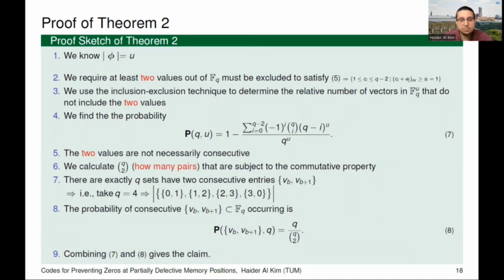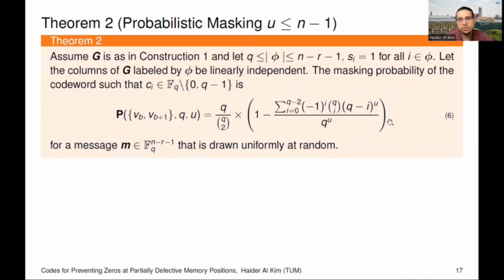Now we need to find the probability that these 2 values are consecutive. So we calculate q choose 2, how many pairs, subject to the commutative property, and there are exactly q sets that have 2 consecutive entries, v_b and v_b plus 1. This is the probability of having a consecutive v_b plus 1 element from F_q occurring, then we combine 7 and 8 to fulfill this claim.